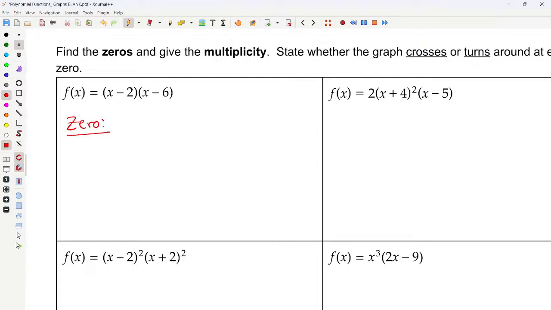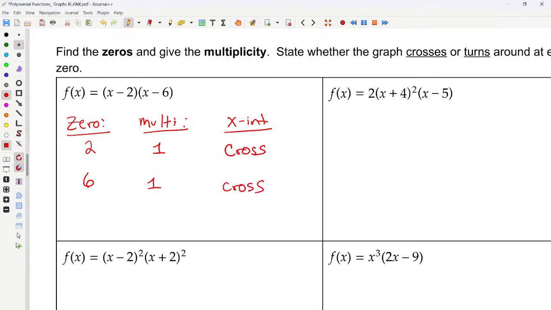What's one of the zeros? Positive 2. What's the other one of the zeros? 6. What's the multiplicity for each one? 1. Yep. So at the x-intercept, it's going to cross. We'll come back to that, promise. Again, take a leap of faith, just for a few more minutes.